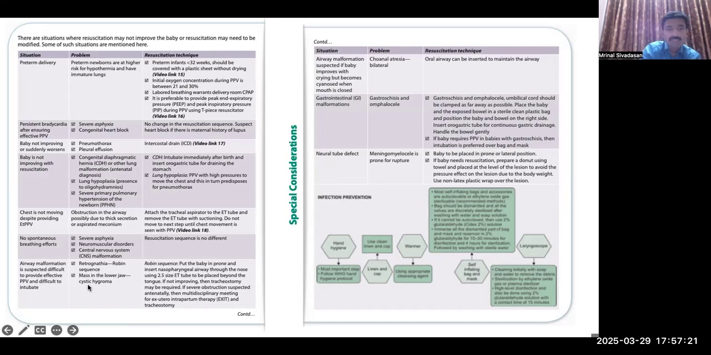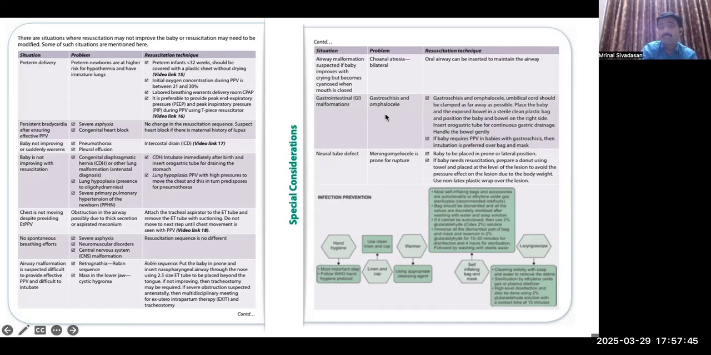If an airway malformation is suspected, like Pierre-Robin or a mass in the lower jaw, that is cystic hygroma, then you will need to put in a nasopharyngeal tube, that is, using a 2.5 size ET tube. The EXIT procedure, ex utero intrapartum therapy, may also be needed in such babies. And then babies with choanal atresia, where you put in the oral airway.